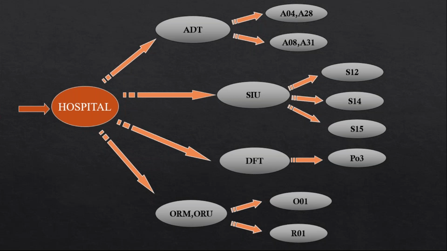And with respect to orders and results, we have two different events. Orders will be represented with O01 and results will be represented with R01. These event types will cover most of the hospital workflow. We have additional event types which we'll take a look at once we complete all of these events.